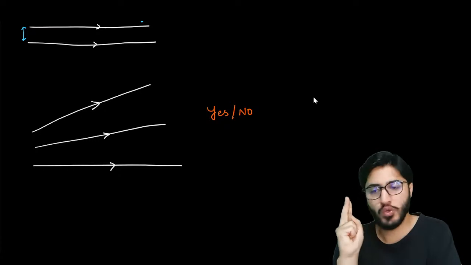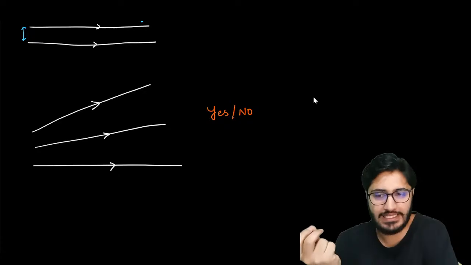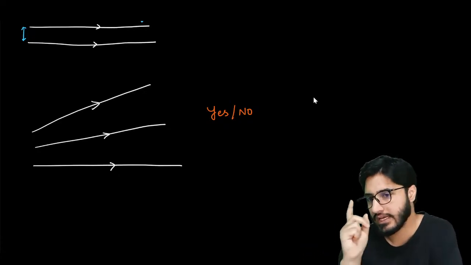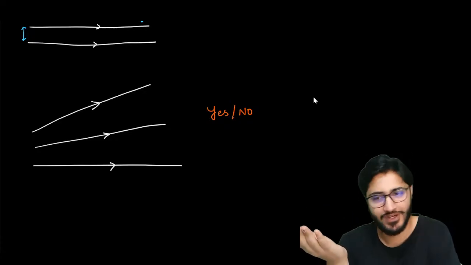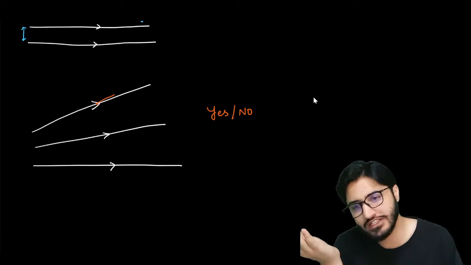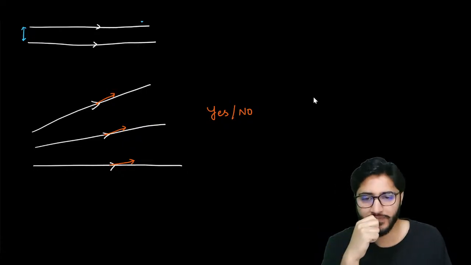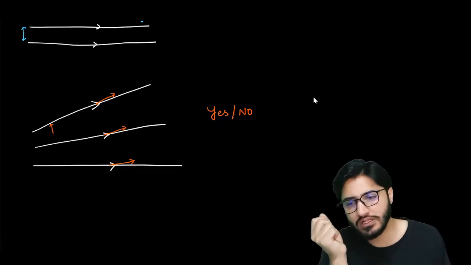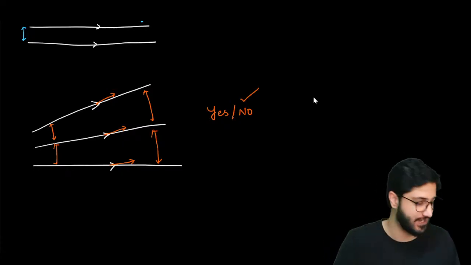Sir, on behalf of which two parameters can we guarantee whether it is uniform or not? Yes, the direction same. No, sir, these are diverging, right? The direction is not the same. Look, at this particular point it is going in this way, here it is going in this way, here it is going in this way. No, the direction is not the same, all directions are different. Magnitude is also different. And look, the gap here and the gap here are different. So I can write no, these lines don't show a uniform electric field.